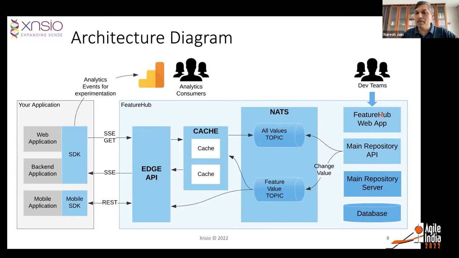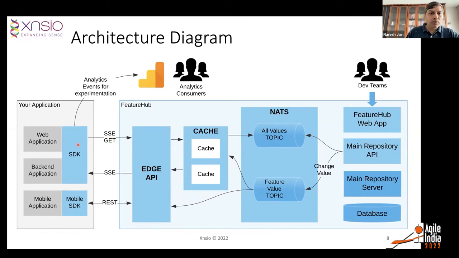The moment he turned on the feature, it obviously goes and sits in the database, but it also changes the value through NATS, a component that is there, and then it kicks into the cache, which is called Dacha. And then from there, it's available through an Edge API. The Edge API is kind of your API gateway in some sense, which is talking to the cache and has all the values of your feature toggles.